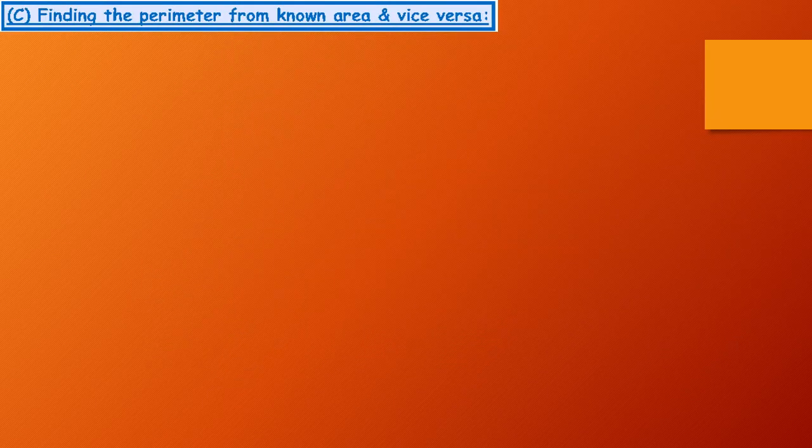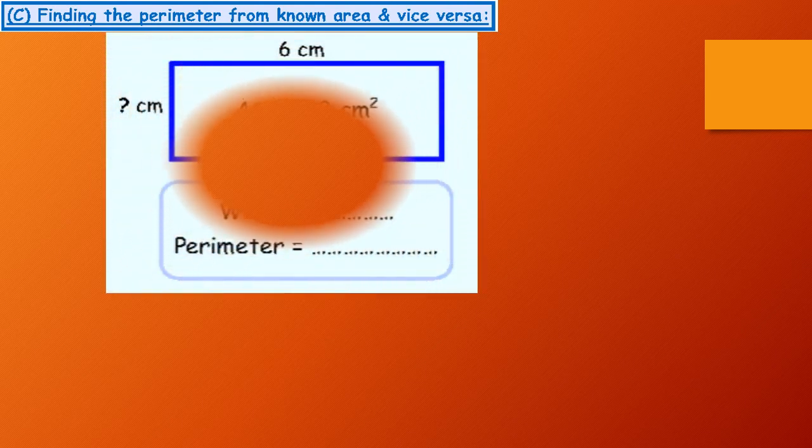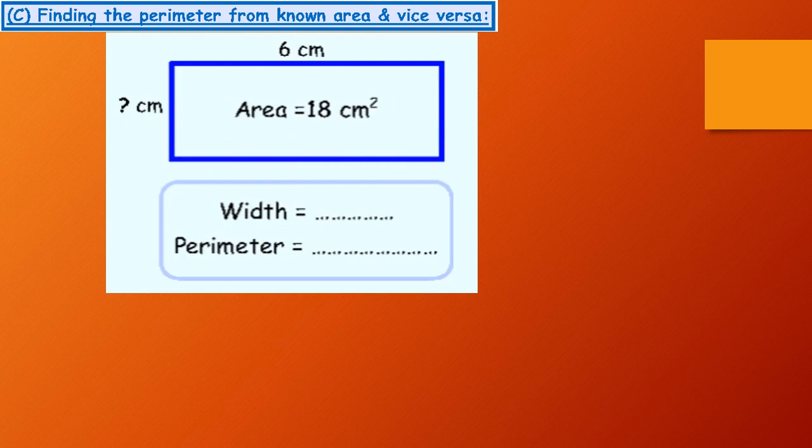C. Finding the perimeter from known area and vice versa. First one: the rectangle's area is 18 square centimeters and its length is 6 centimeters. You want to know the width. We know that area equals length times width. So 18 equals 6 times 1, or 3 times 6 equals 18. So the width equals 3. Another way: 18 divided by 6 equals 3. So the width equals 3 centimeters.